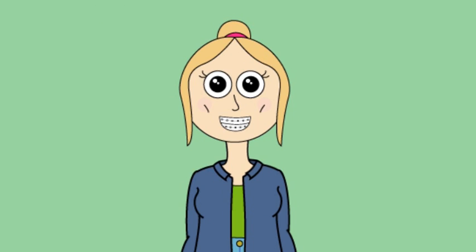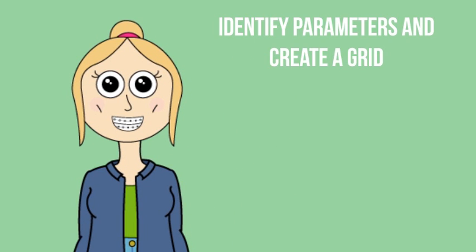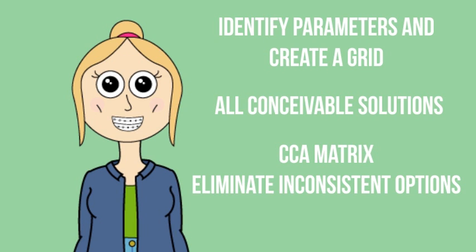So to summarise the method in the most simple way I can, you first need to identify all of the important parameters of the decision and create a grid or problem space for these decisions. Then, create an exhaustive inventory of all conceivable solutions by putting different variables within each parameter. Next, carry out a cross-consistency assessment matrix by placing all variables against each other on a grid. Once the grid is made, take into account the constraints and eliminate any inconsistent options. Then you can conclude with a matrix of possible options.